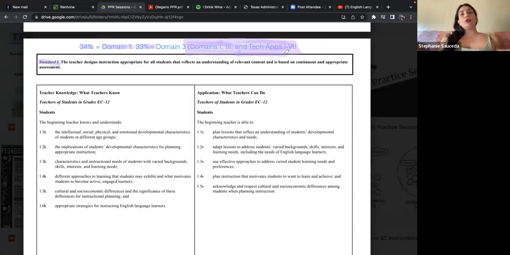How important is it for you to understand what you need to do in standard one? It's super duper important. And this is about your designing of instruction. And so instruction, again, for all students that has a strong content base, but most importantly, that we are checking for understanding.